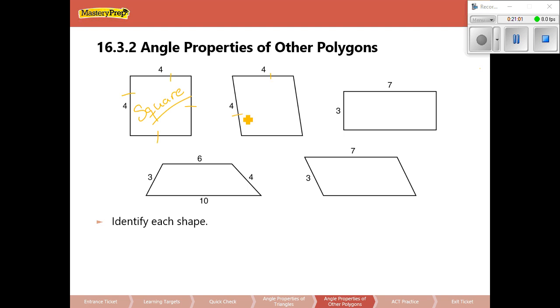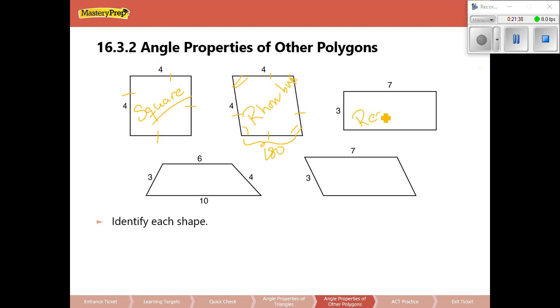Now, this next one here, okay, since 2 sides are 4, the rest are going to be 4. But do we have right angles? No. And a shape with 4 congruent sides is a rhombus. But we do know that the opposite angles are going to be congruent, and the angles that are consecutive add up to be 180. So it works out that these two are going to be congruent, these two, and these add up to be 180.